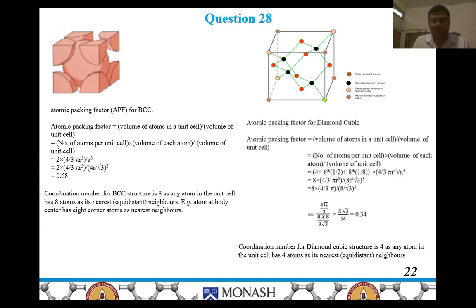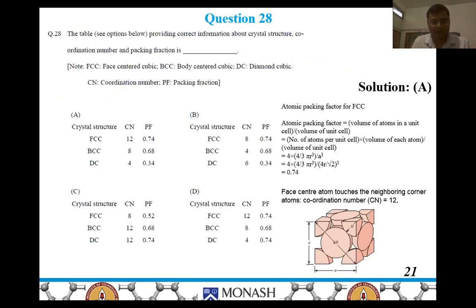So the packing factor for diamond cubic is 0.34, and the coordination number for diamond cubic structure is 4, because this atom is connected to 4 nearest neighbors. So the unit cell has 4 atoms as its nearest neighbor. So the coordination number is 4. So the correct answer is A.